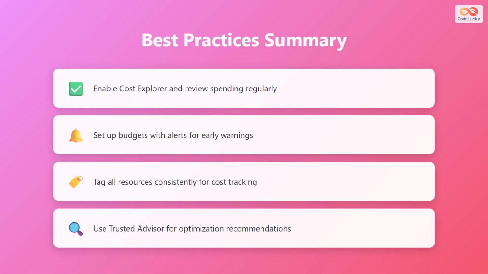Let's recap the key best practices for AWS cost management. First, enable Cost Explorer and make it a habit to review your spending regularly, ideally weekly or monthly. Second, set up budgets with alerts to get early warnings before costs spiral out of control. Third, tag all your resources consistently from day one to enable accurate cost tracking and allocation. Finally, use Trusted Advisor regularly to get automated optimization recommendations that can help reduce your bill. Following these practices will help you maintain control over your AWS spending and avoid unexpected charges.